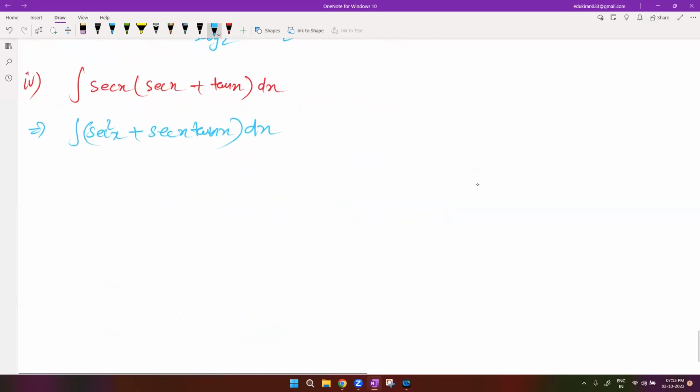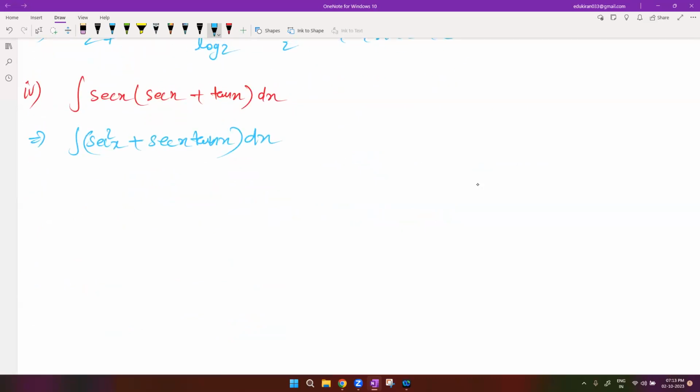Correct? Now, do we know the integration of sec square x? If we know the integration of sec square x, and sec x tan x also, then we can definitely distribute it like this. Now the integration of sec square x, we do know actually, it should be tan x, and then integration of sec x tan x would be sec x plus.